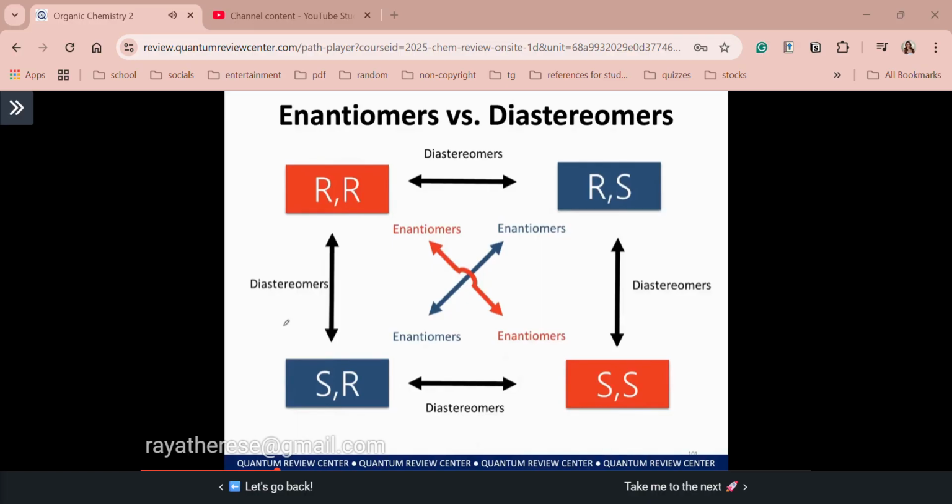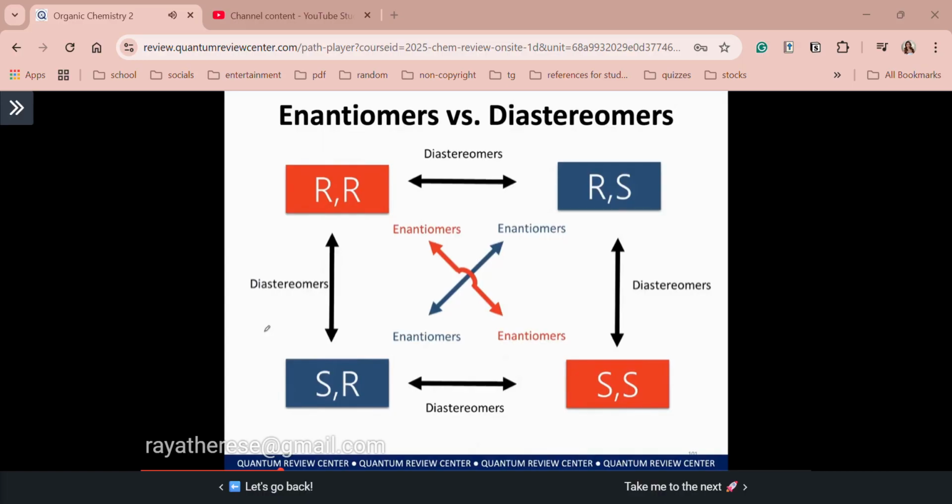Remember, the definition of diastereomers, they only differ in one stereogenic center. For instance, between RR and SR, they are only different at the first stereogenic center. R for this one, and then S for the other. Okay, so again, that's it for your enantiomers and diastereomers. I hope it's clear again. Somehow they are related to each other.